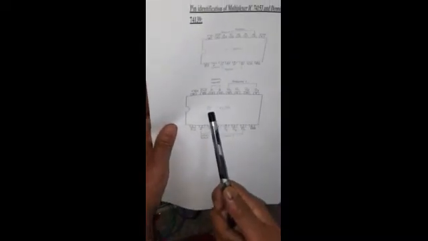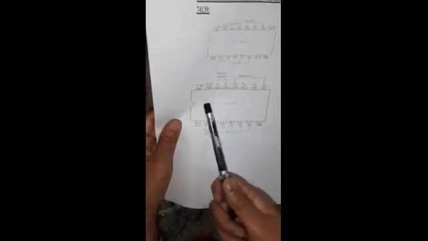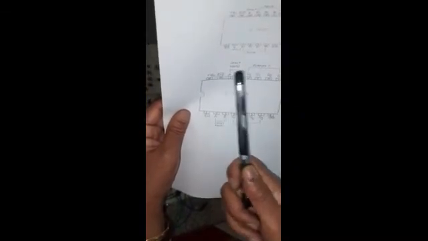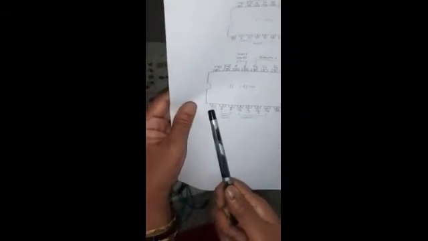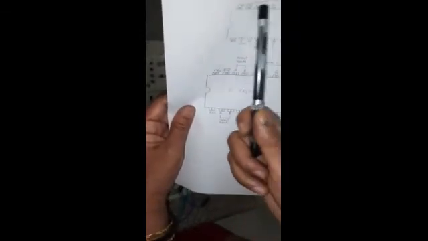Similarly, in the demultiplexer IC 74139, we will be having 2 outputs, meaning that in one IC we can do the connections for 2 demultiplexers. We have select input 1 for output 1. We have select input 2 for the output 2. We have enable 2 for the output 2, enable 1 for output 1. And both of these ICs, they are 16-pin ICs.